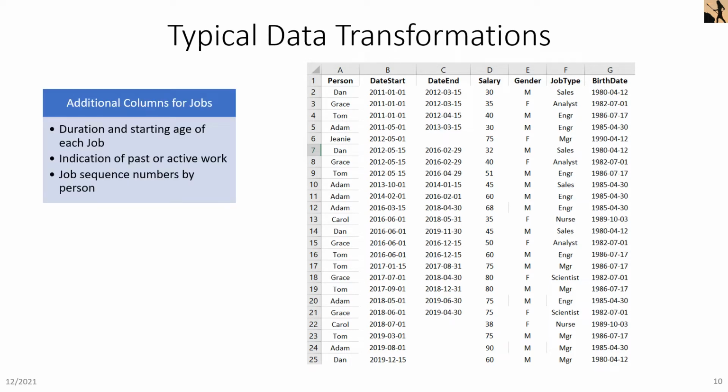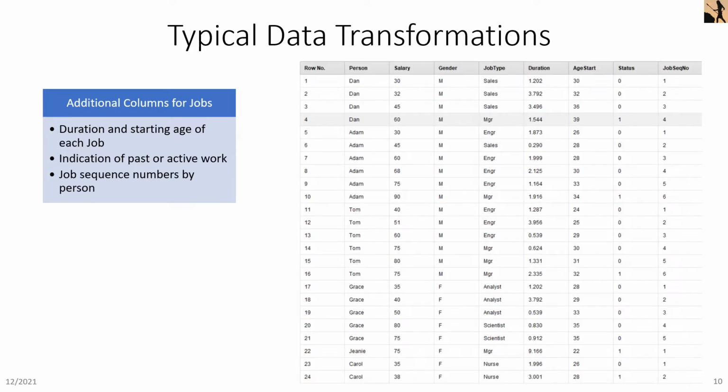First, let's add some additional columns for the job records. For example, duration and the starting age of each job, an indication of the work being a past or an active one. And then lastly, the job sequence numbers by the person. And we should be able to quickly use the RapidMiner operators to come out with a result like this, with all the columns we would like to have and the output records sorted by the person name.